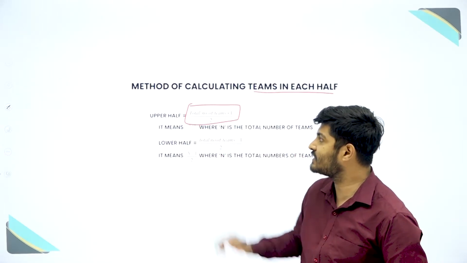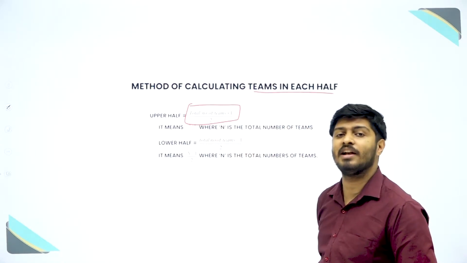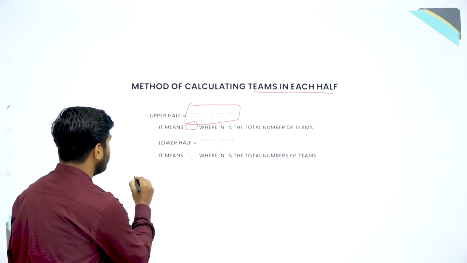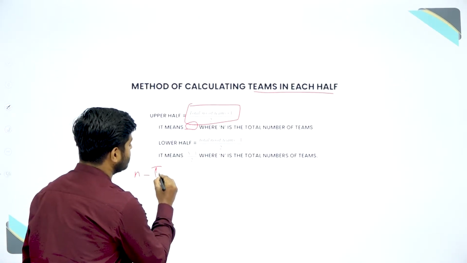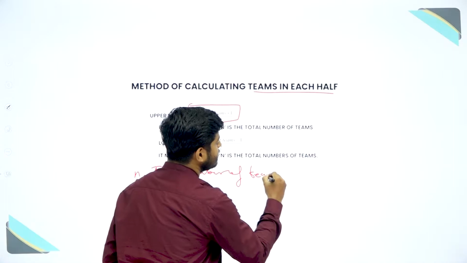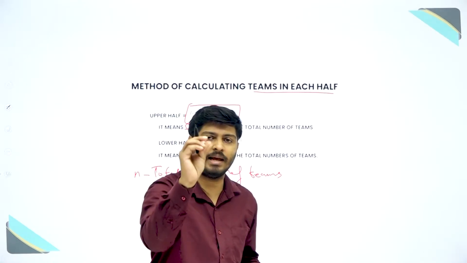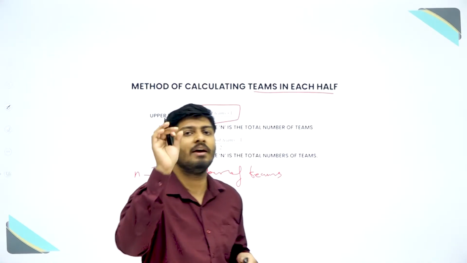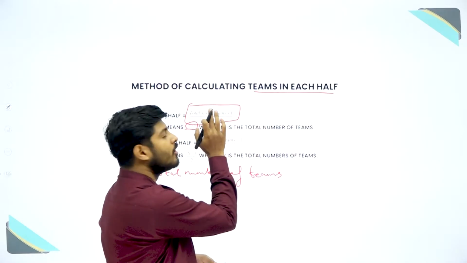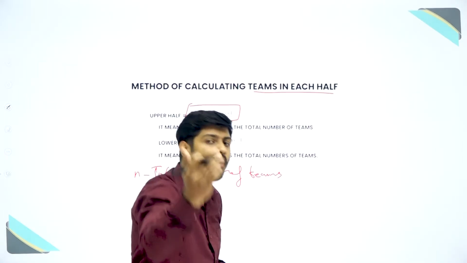Okay, so the first thing is the upper half. To calculate the upper half, what is the formula? The formula is total number of teams plus 1 divided by 2, which means n plus 1 divided by 2. Now understand that n means total number of teams. We will see each name and each variable and what it means, but here understand that whenever you see n anywhere in this chapter, n means total number of teams. So the formula to find how many teams will be there in the upper half out of the total teams is n plus 1 by 2.